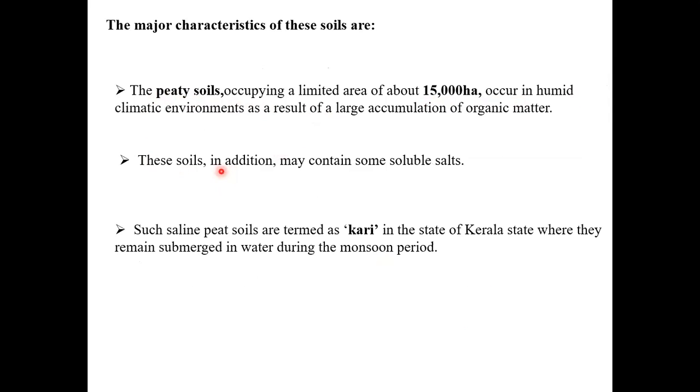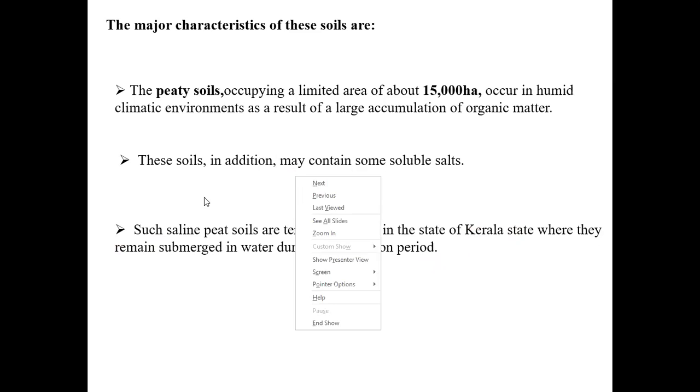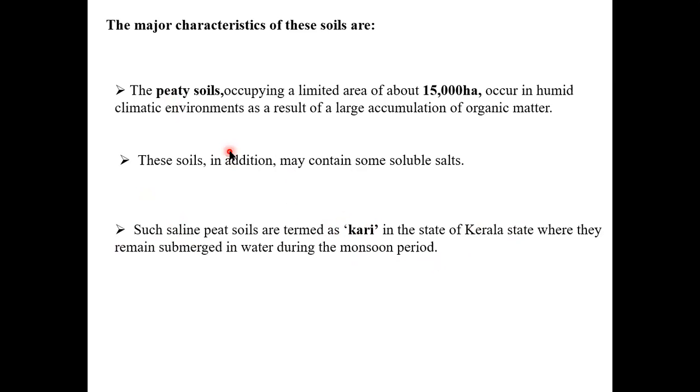Mostly you can see some content of soluble salts will be there. And the saline peat soils are termed as Karai in the state of Kerala, where they remain submerged in water during monsoon. So whenever the saline water plus this peat mixture is under water conditions during monsoon, it's called Karai in the state of Kerala. Remember, students, Karai means it prevails when the peat and the saline soil are submerged under water.